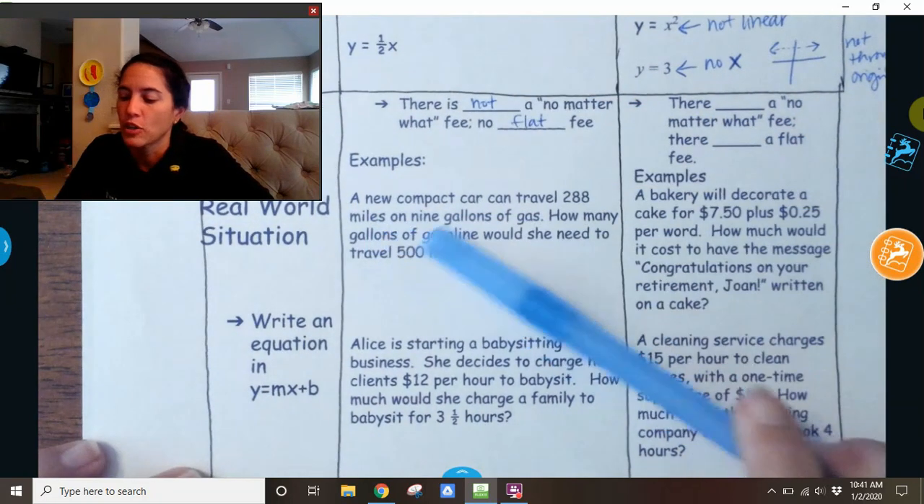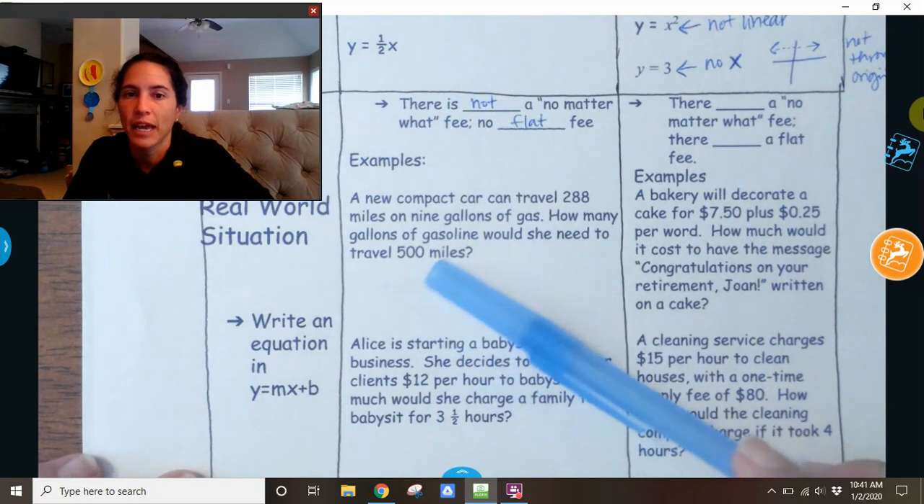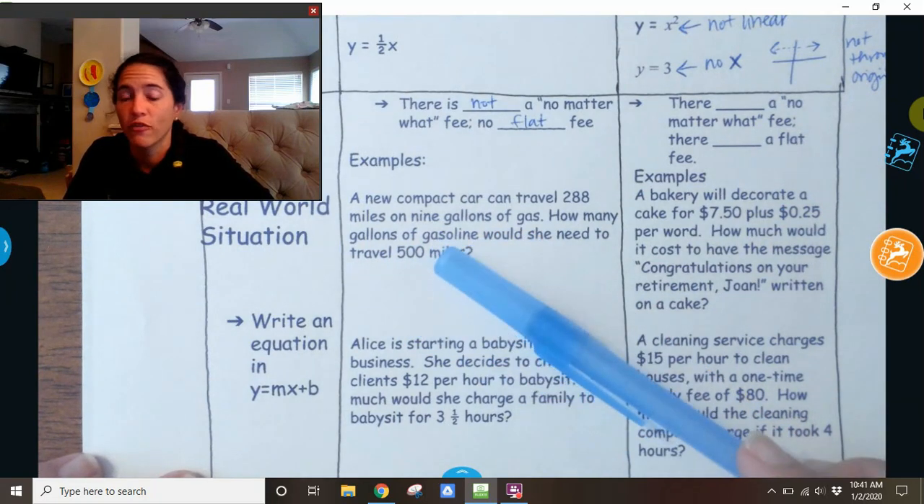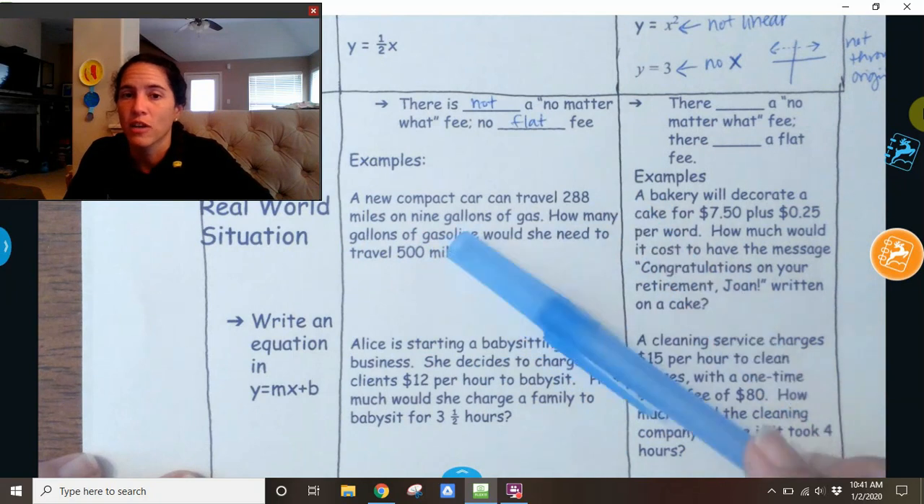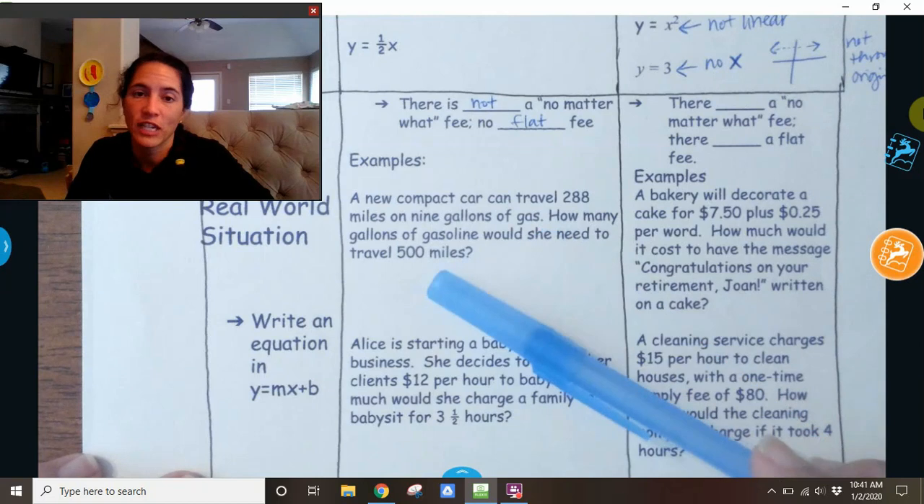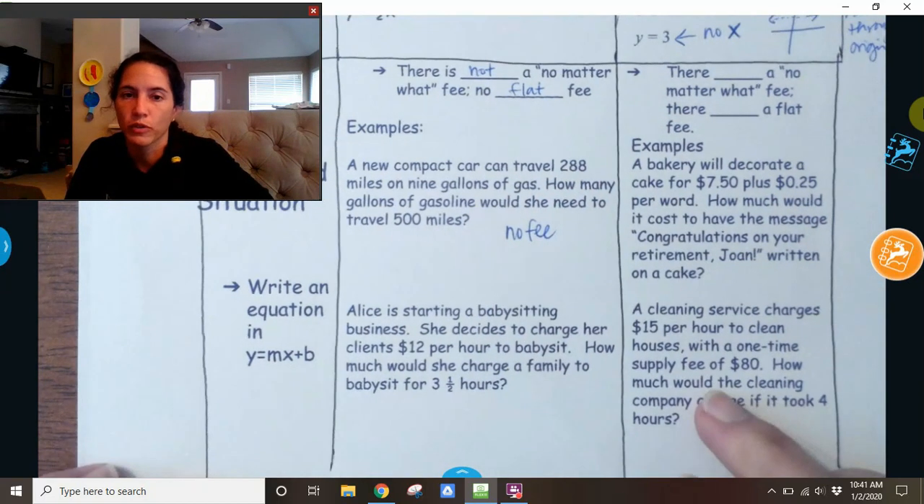So in this example, a new compact car travels 288 miles on 9 gallons. How many gallons of gas would she need to travel 500 miles? It's just a straightforward 288 miles on 9 gallons of gas. So this doesn't have any kind of fee on it. There's no fee, so it would just be proportional.